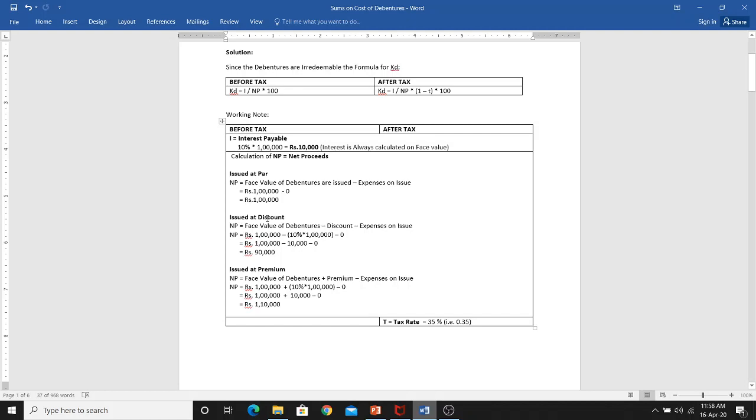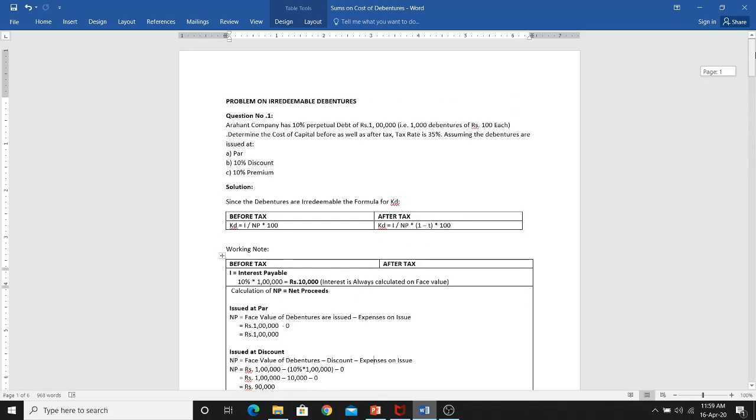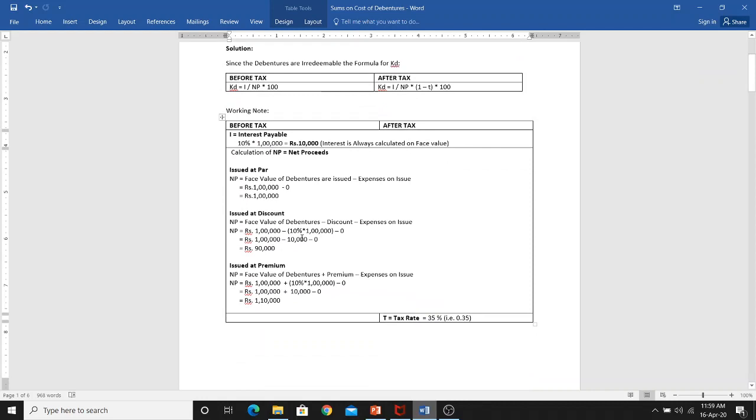Now, what is the formula for NP in case of discount? NP is the face value of debentures minus the discount minus expenses on issue. Always remember, discount and premium are always calculated on the face value. So the face value is 1 lakh, minus the discount specified in the problem as 10%, so you take 10% into 1 lakh, minus expenses on issue, which are nil. So 1 lakh minus 10,000 is nothing but 90,000. So we got NP in case of discount.